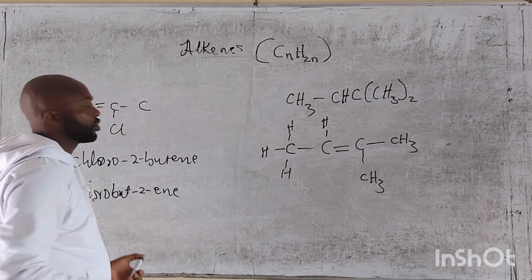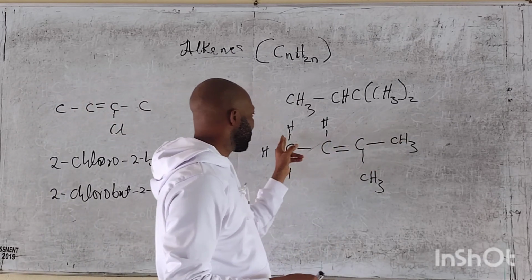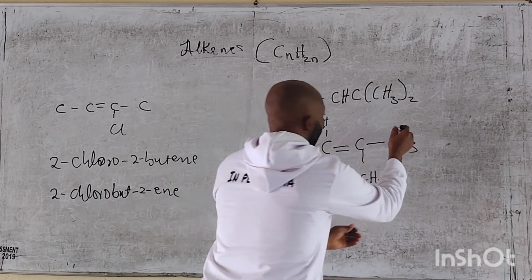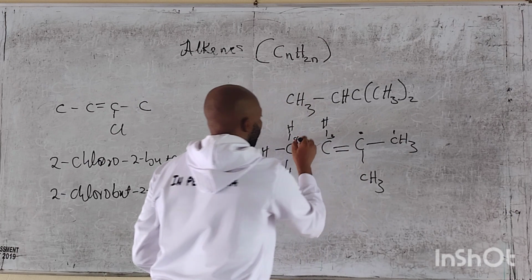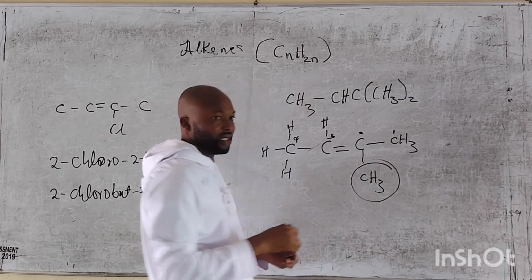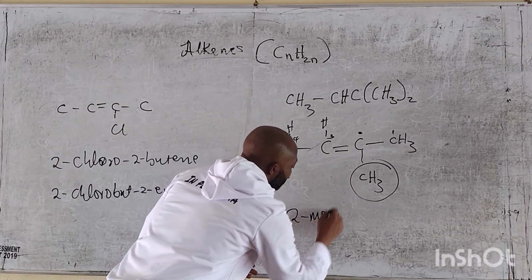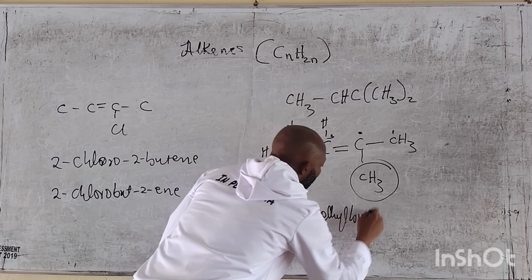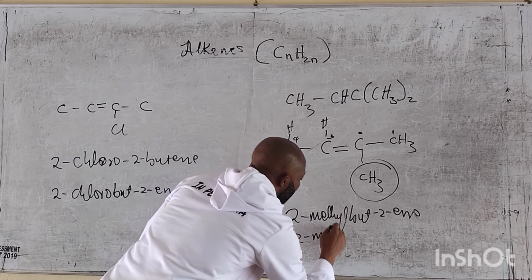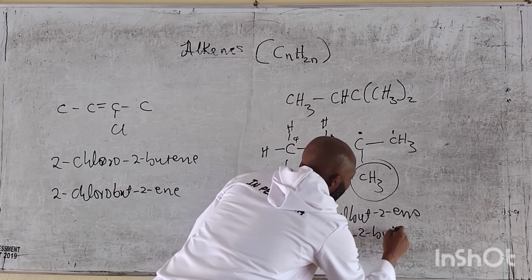Now, let's name it. If I come from here, it's the same, 1, 2, 3, 4. So I will always come from here because the substituent is here, so this becomes 2, right? Yes. So now I have 1, 2, 3, 4. 2 methyl, put 2 ene, or 2 methyl 2 butene.